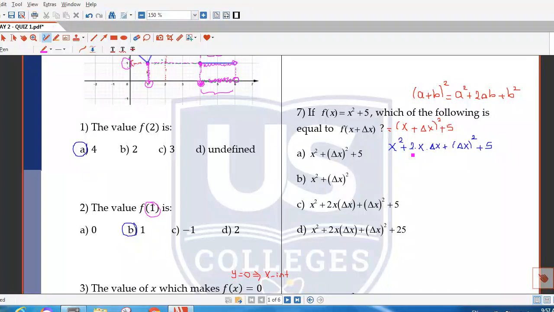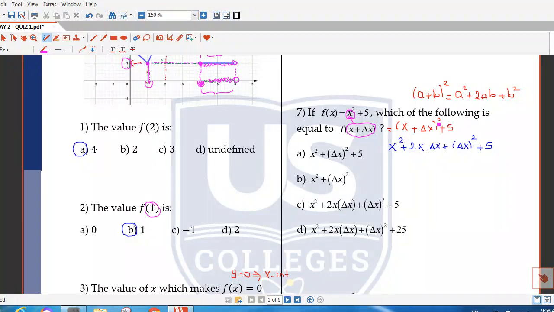Question 7. Sometimes not only value of function, there can be an expression, and our question can be simplification. F of x is given x squared plus 5, and which of the following is f of x plus delta x? The logic is the same. X plus delta x, the expression inside of parentheses will be replaced instead of x. So what is going to happen? X plus delta x to the power of 2 plus 5.